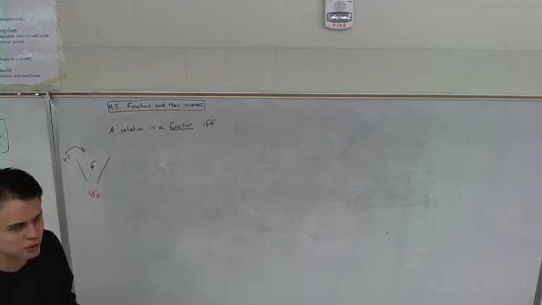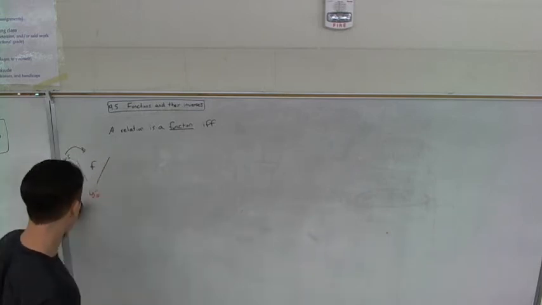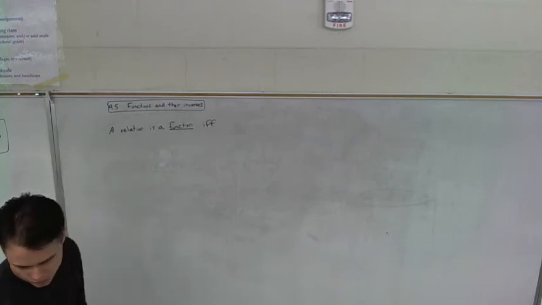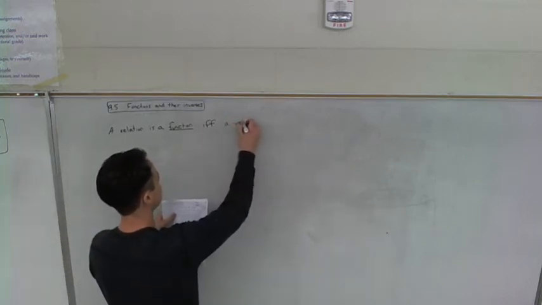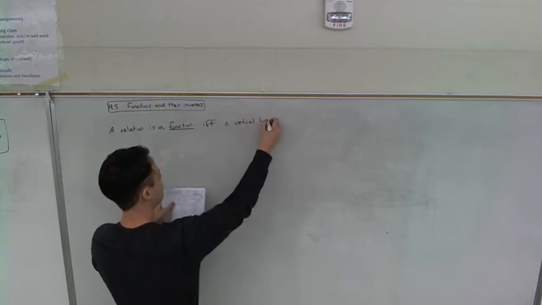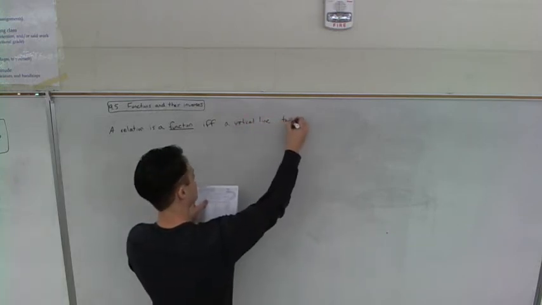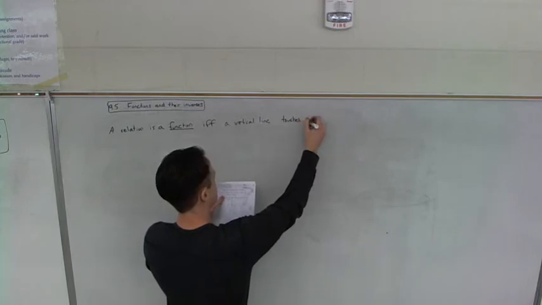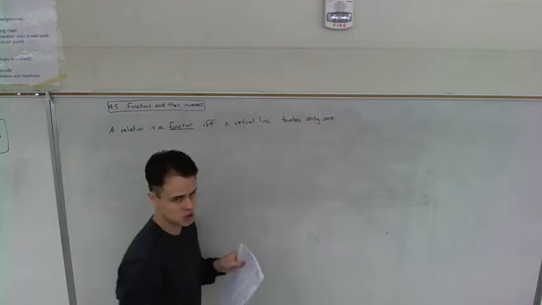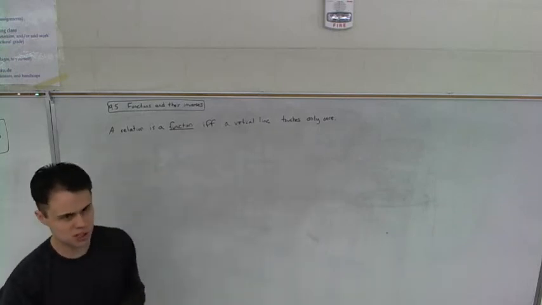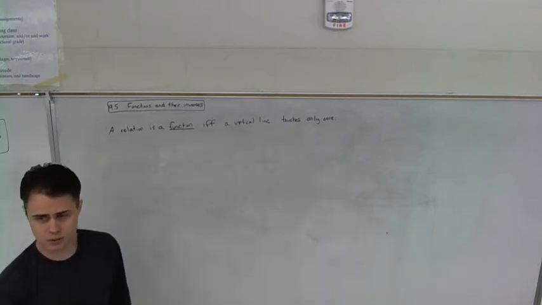That's why functions are pretty important later on, okay? That's why the vertical line test says you're a function if and only if a vertical line touches only once. If it touches twice, you're getting two different things out of your machine. That's not good. Okay?